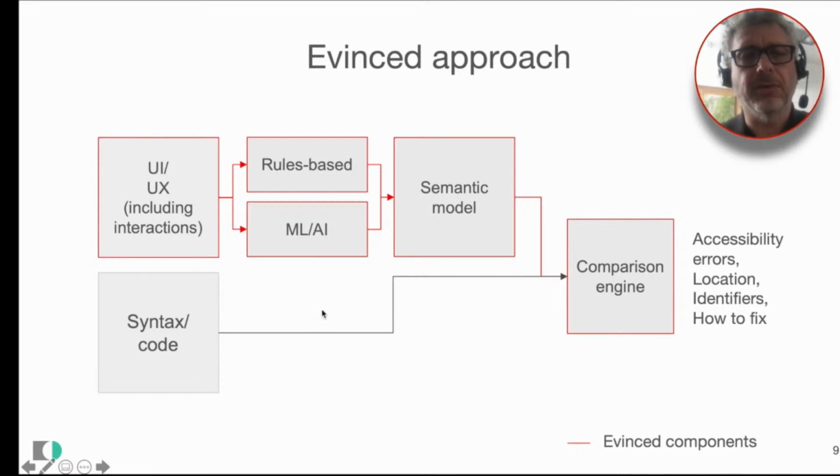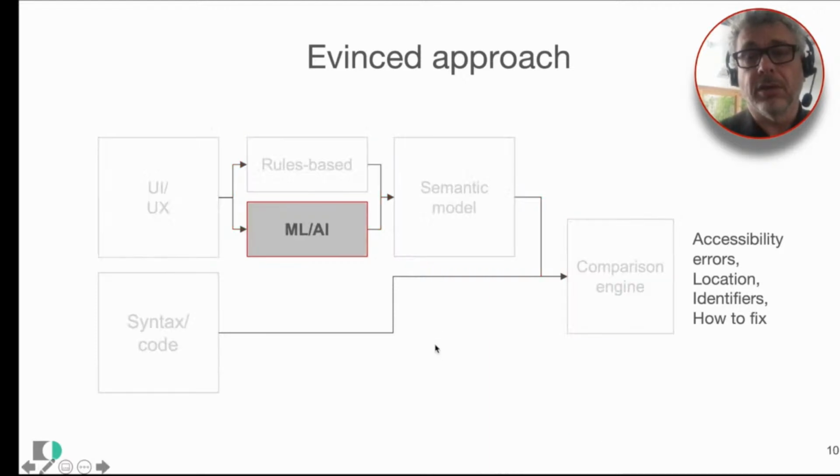Once we have the semantic model, we can use the comparison engine to compare it to the syntax of the page, basically the DOM and the way the DOM would be interpreted by assistive technology. And once we can compare the two, the discrepancies are basically the accessibility errors. We extract these errors and we extract their location and other information to build a report basically that describes the issues on the page.